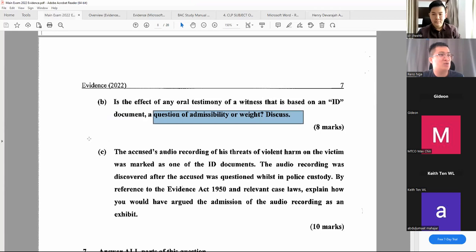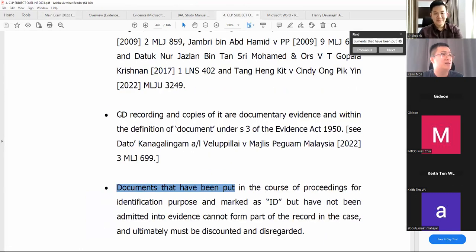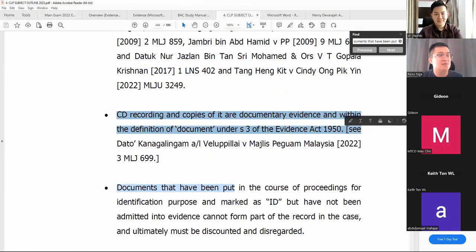Okay, and then the last one, the audio recording. Actually, this one, I was trying to search for a really long time and cannot find the answer, honestly. But then just now, our friend, Angeline, I think, highlighted that they asked about the audience in the what, right? Yes, so only then I know this part is for our 6C.